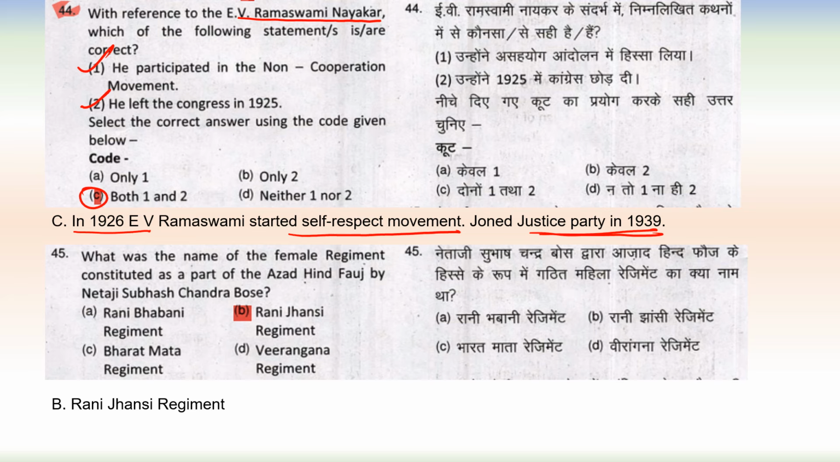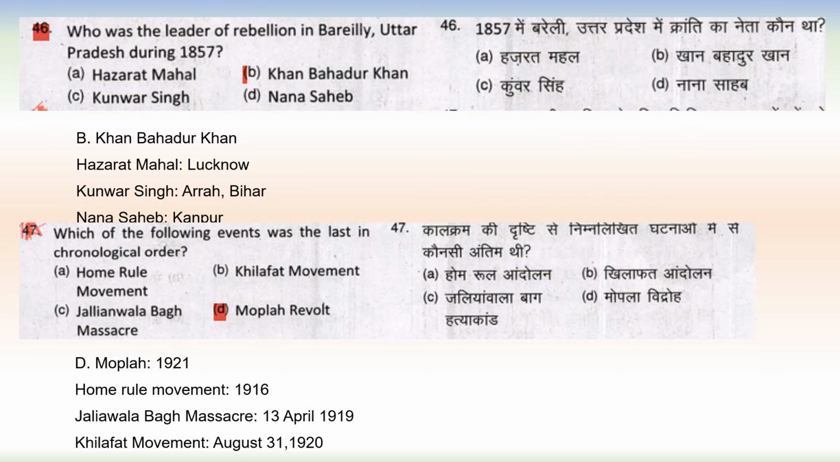Next one. What was the name of the female regiment constituted as a part of the Azad Hind Fauj by Netaji Subhash Chandra Bose? So female regiment का नाम क्या था? Female regiment का नाम था रानी झांसी regiment. So B is our answer. Rani Jhansi regiment. Next one.